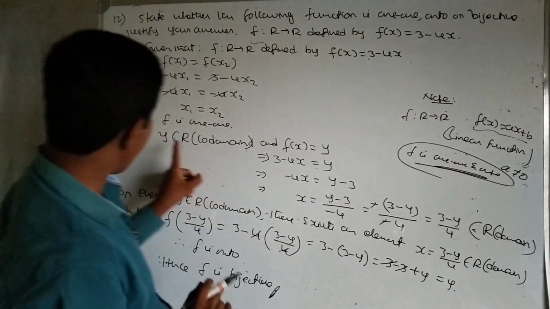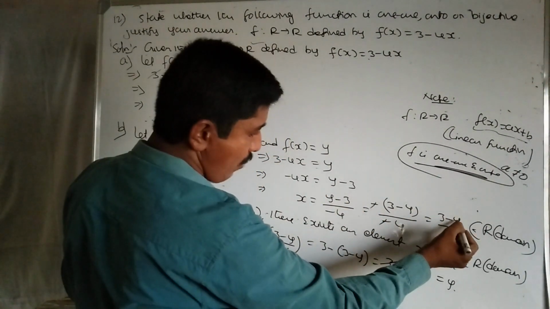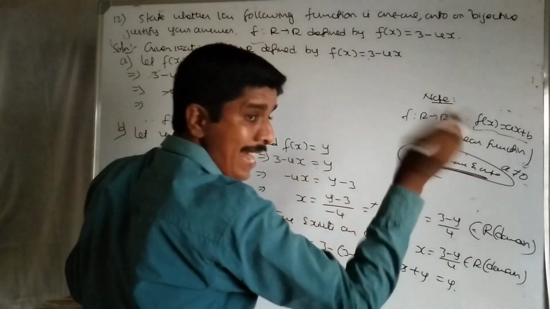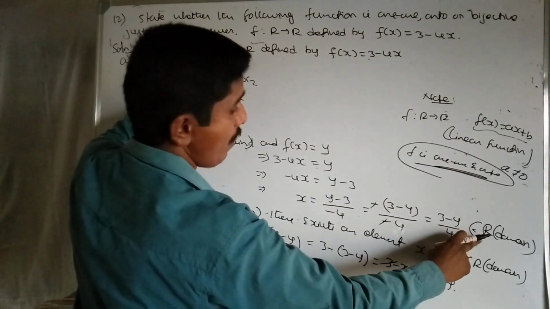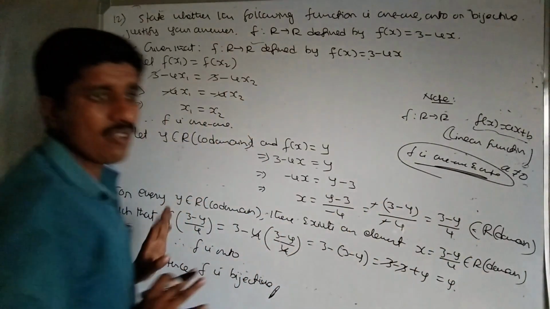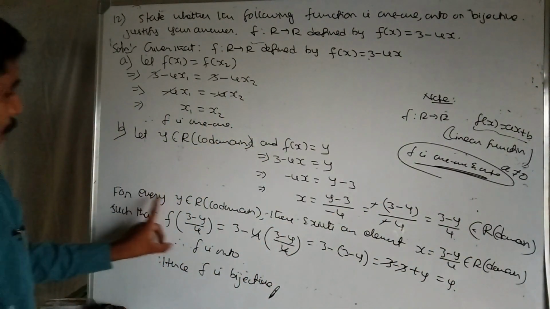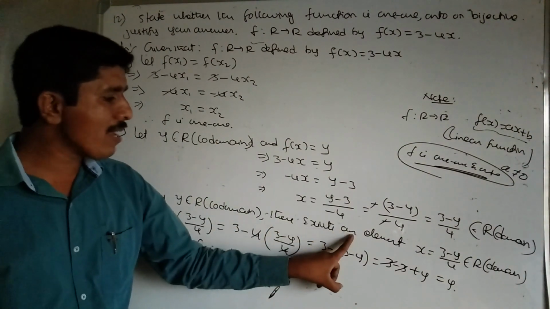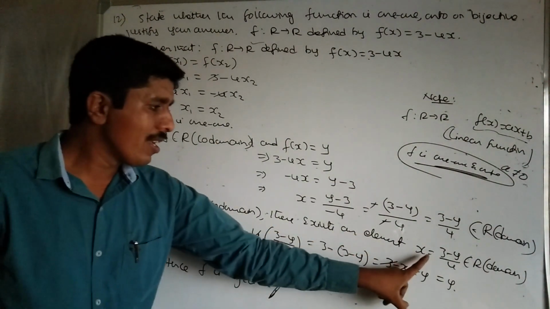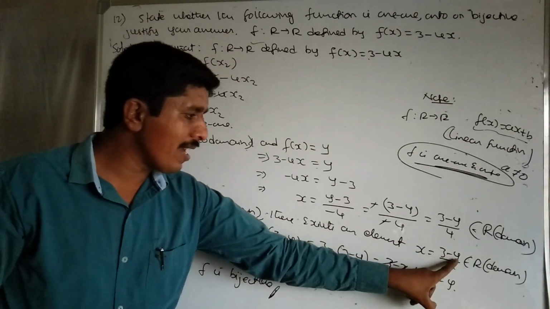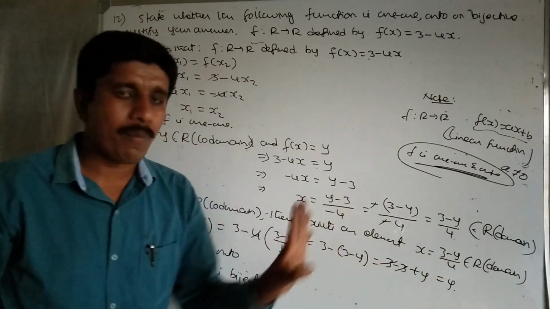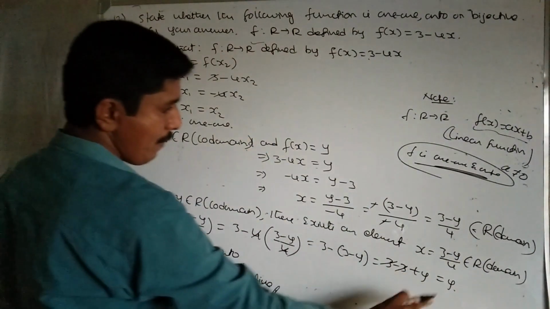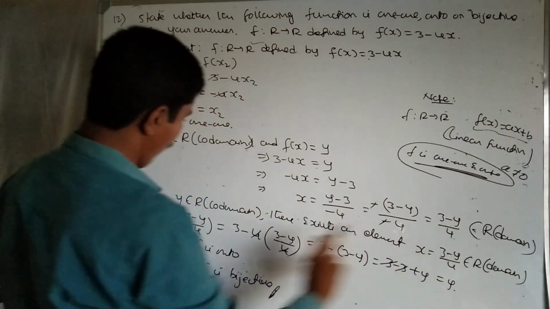Here y is a real number, so 3 minus y is again a real number, divided by a non-zero number, so the total ratio is again a real number. Your domain is the real numbers, so it belongs to our domain. Final statement: for every y belongs to our codomain, there exists a pre-image element x equal to (3 minus y) divided by 4 belongs to our domain, such that, substituting the x value, 3 minus y by 4.